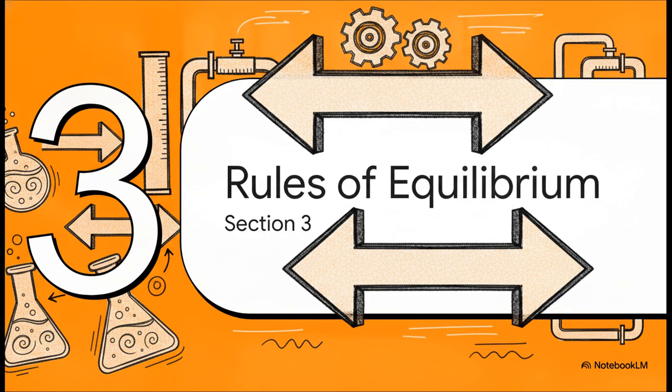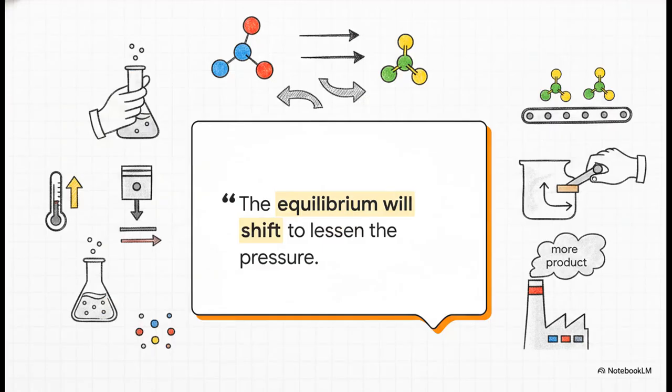Which brings us to Section 3, the rules of equilibrium. This is where we get into the real philosophy of chemical control. We're dealing with reactions that don't just move in one simple direction. See, many reactions are reversible, naturally reaching a state of equilibrium where the forward and reverse reactions are happening at the exact same rate. But operators don't want a stalemate, they want products. Enter Le Chatelier's principle.